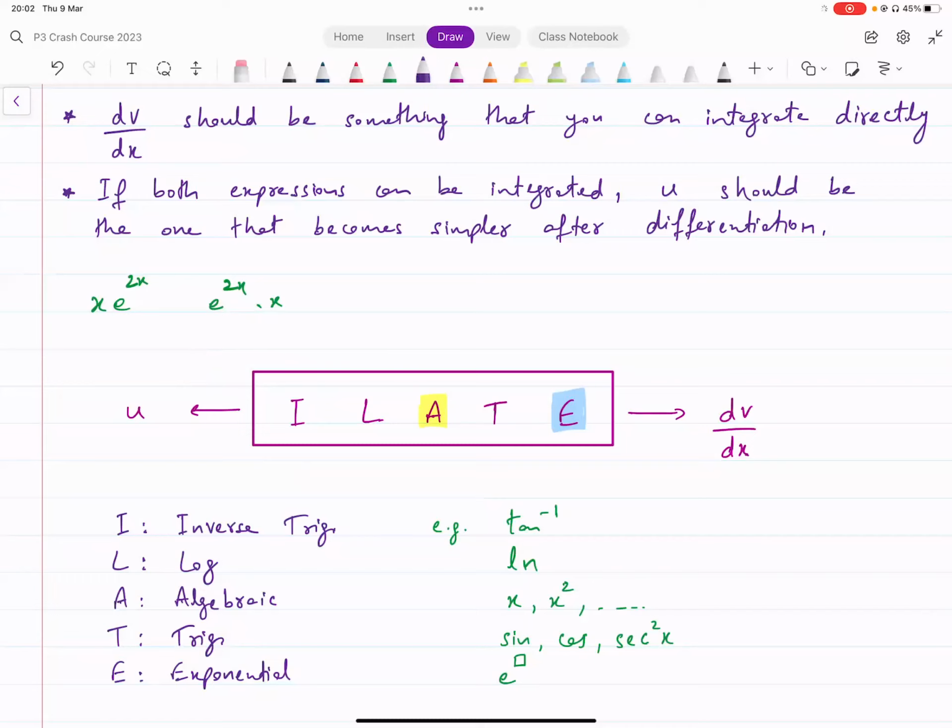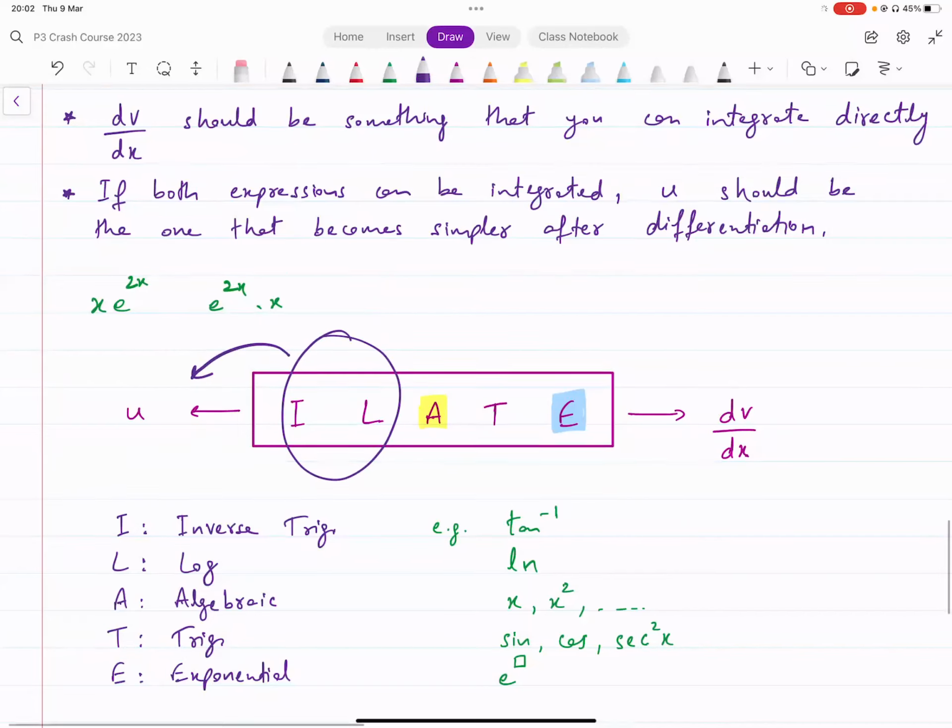Similarly, we do not know how to integrate log directly. That also should be u. All right. So these two have the same priority, so they won't come together in an integral. Only one of them will come, and the other will be one of the other three options. Okay. So I and L, normally they have to be u.